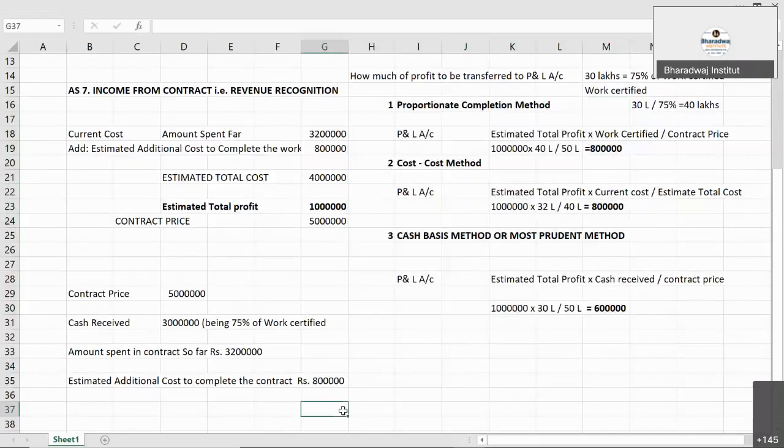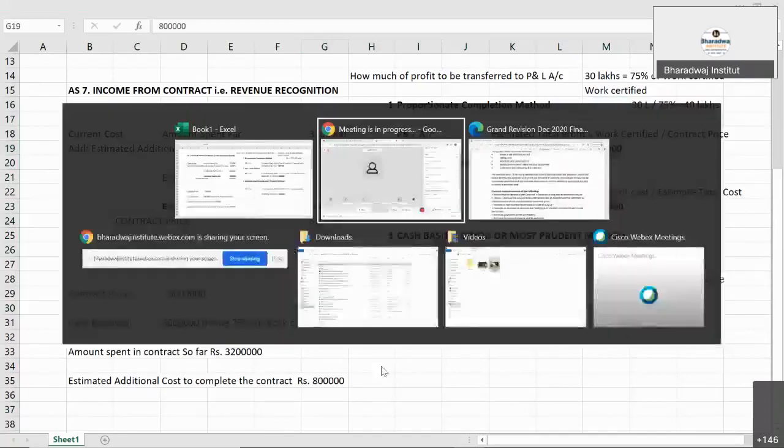Sir, if there is a contingency, it will be given in the question. Yeah, that will be added with the estimated cost, or that can be adjusted with revenue recognition. It will be given in the problem. Okay, sir.